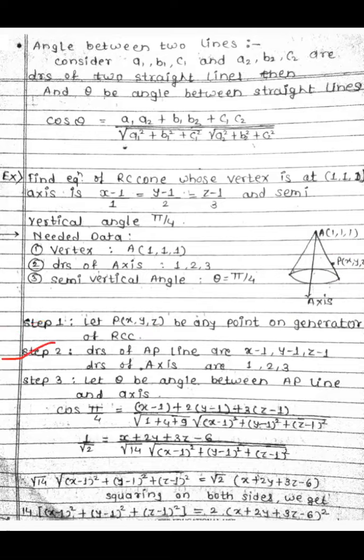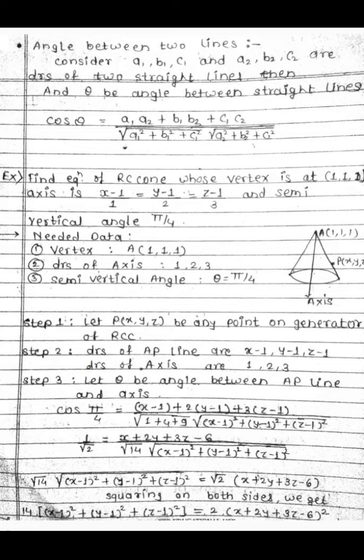The second step is to find the direction ratios of the line AP. This is the line AP here. The direction ratios of the line AP can be found by subtracting their coordinates, so they are x minus 1, y minus 1, and z minus 1. And the direction ratios of the axis, which are given, are 1, 2, 3. Everyone knows that if two straight lines are given with their DRs, then you can find the angle between them. So the angle theta is considered between the line AP and the axis.